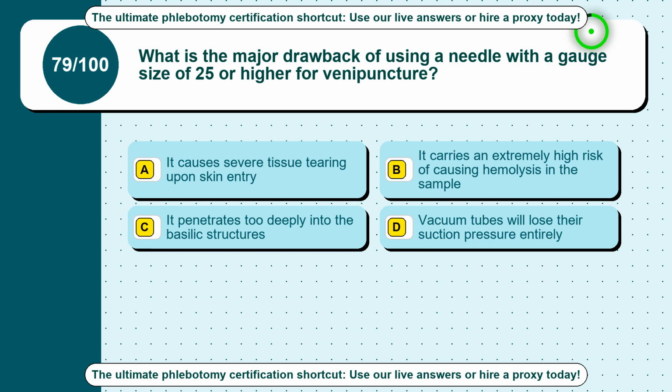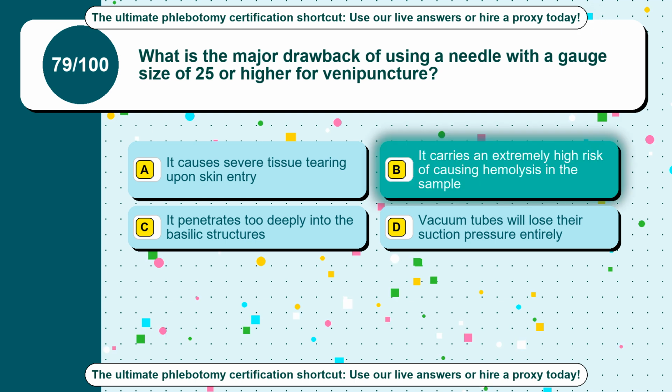Question 79. What is the major drawback of using a needle with a gauge size of 25 or higher for venipuncture? Option A, it causes severe tissue tearing upon skin entry. Option B, it carries an extremely high risk of causing hemolysis in the sample. Option C, it penetrates too deeply into the basilic structures. Option D, vacuum tubes will lose their suction pressure entirely. The correct answer is option B. It carries an extremely high risk of causing hemolysis in the sample.